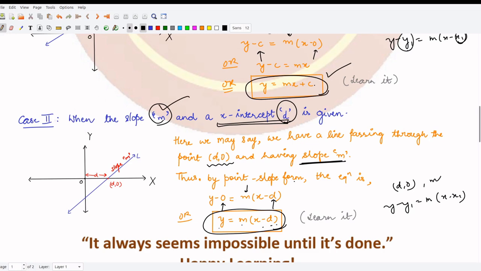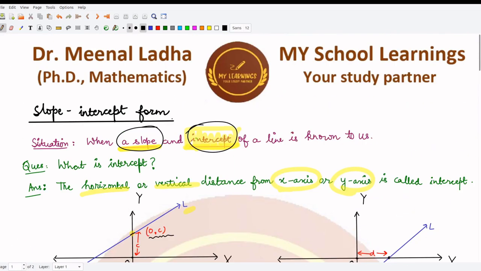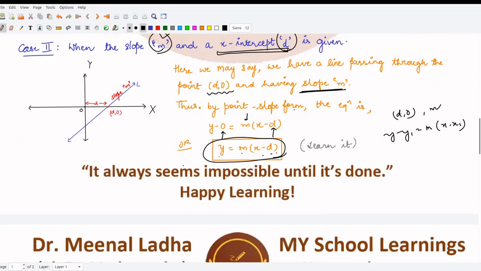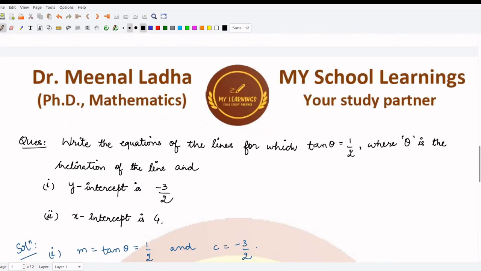Fine. So I hope this form is clear to you: what is the slope intercept form, and how do we reach the equation using two things, slope and intercept, when the slope and intercept of a particular line is given to us. Fine. Now to make the picture more clear, let's look at this question.